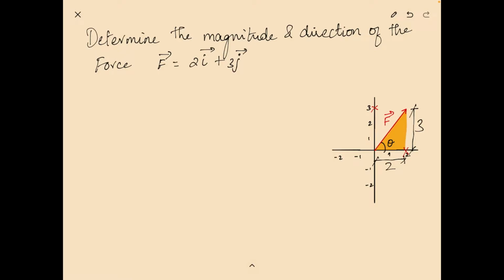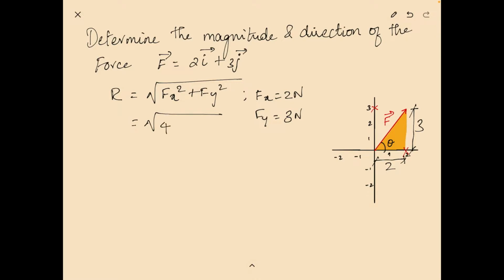So for a right angle triangle formation, we have R, the magnitude of the force F, is equal to square root of Fx squared plus Fy squared. In this case, Fx is equal to 2 Newton and Fy is the vertical component, this is 3 Newton. So we would get 4 plus 9, which is root of 13. So the magnitude of force F is equal to root of 13 Newton.